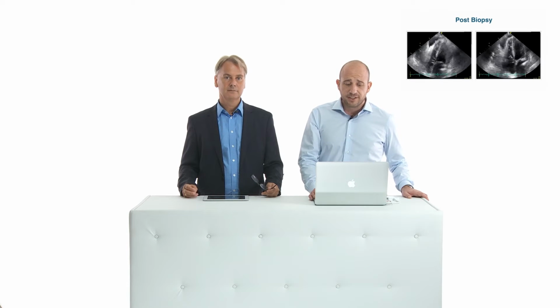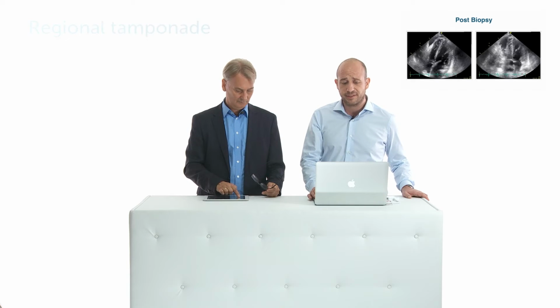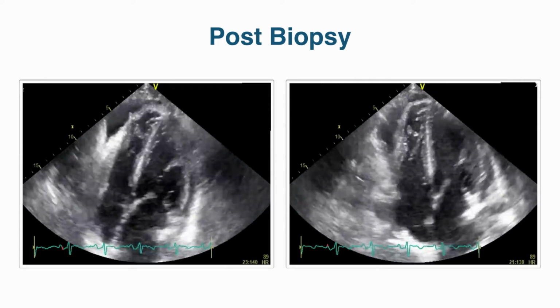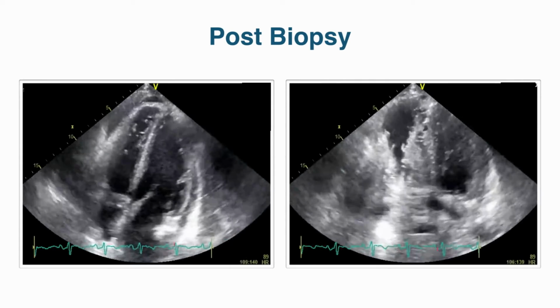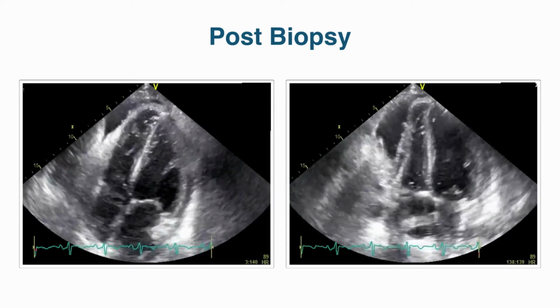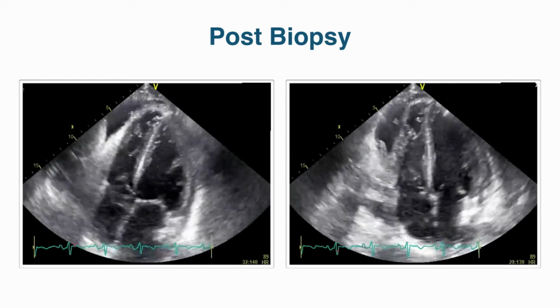This is another case where we see the pericardial effusion is limited to the apex of the right ventricle. This is a patient after heart transplantation that received a biopsy. And this is the complication, a typical complication of the biopsy.